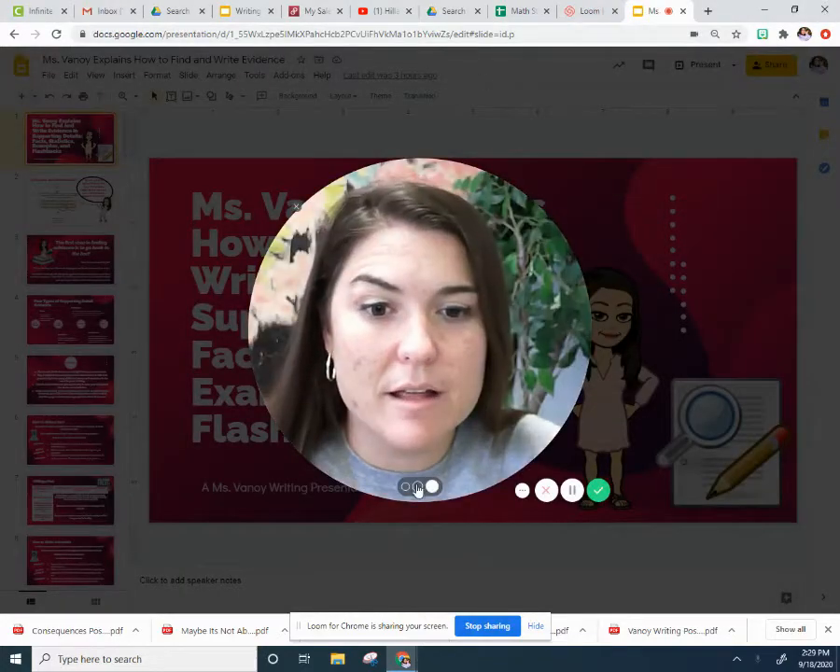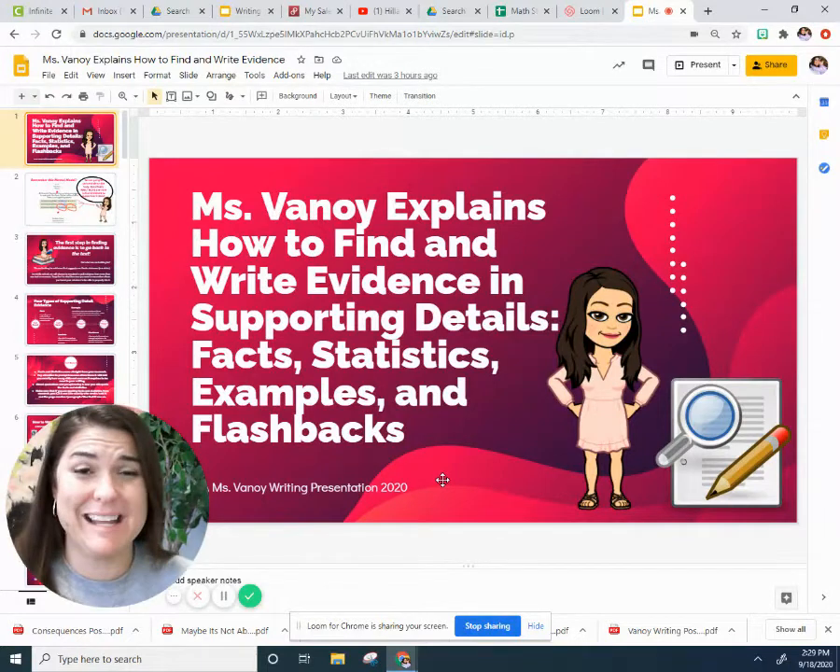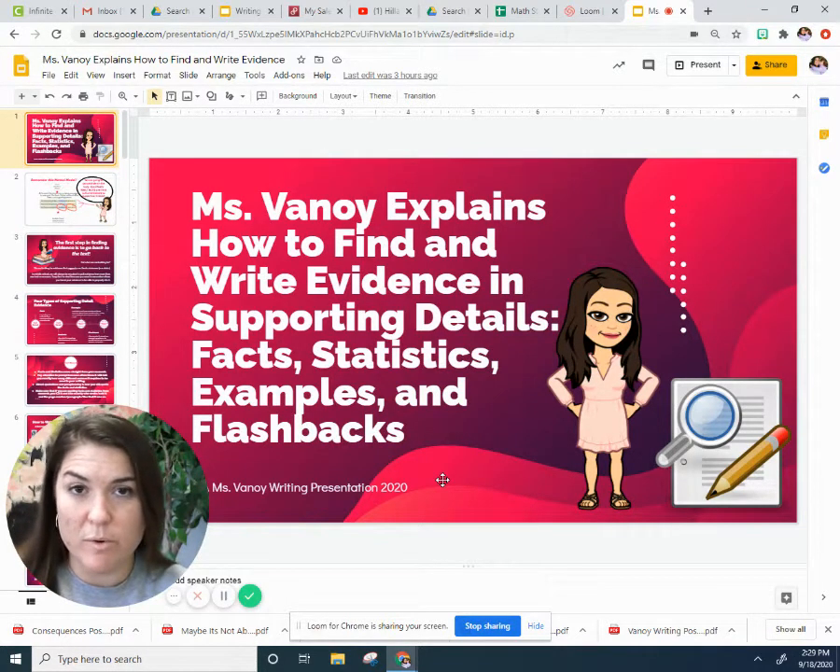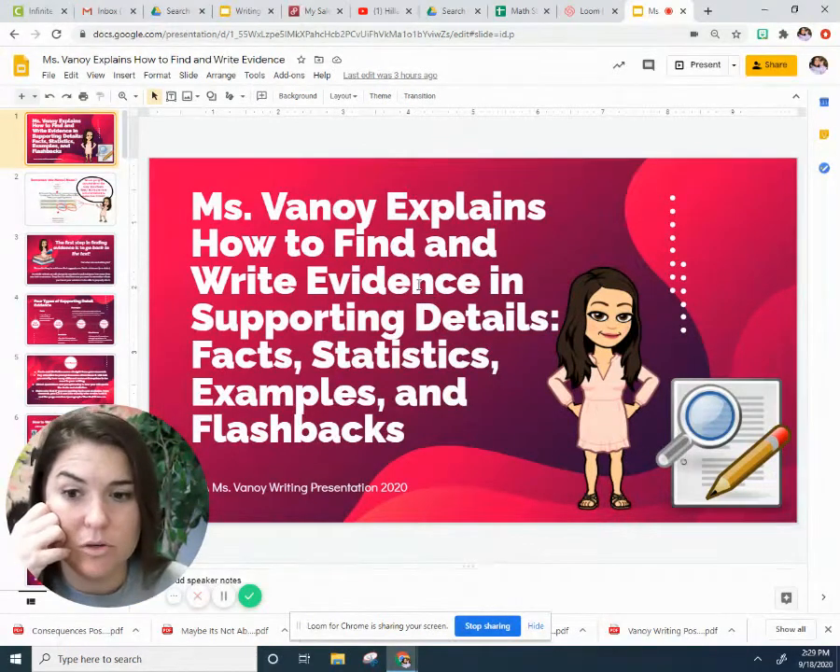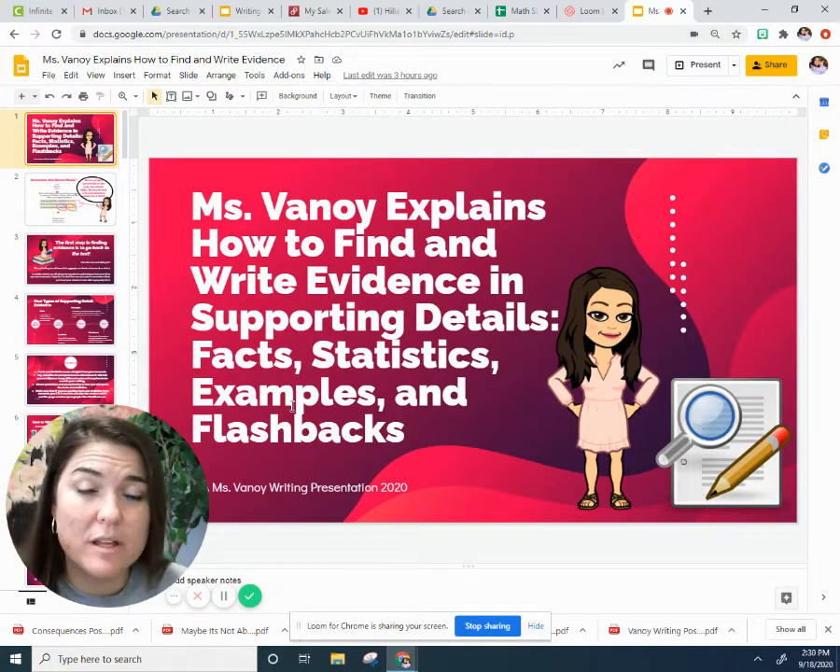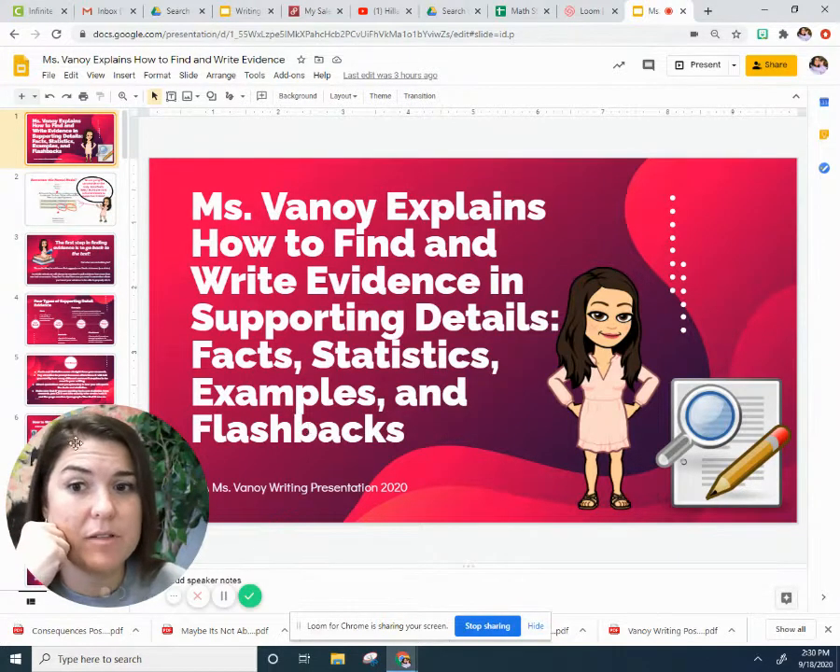So the topic we're going to talk about today is digging in a little bit deeper to those paragraphs. We talked about how to format the paragraph with the topic sentence and evidence and elaboration and so on. But now we're going to talk about, well, how do you find that evidence? What kind of evidence do we look for when we are writing supporting details for a paper, writing piece, letter, whatever it is? So these are the 4 different ways that we can use to write supporting details: we can find facts, we can find statistics, examples, and then we have flashbacks.